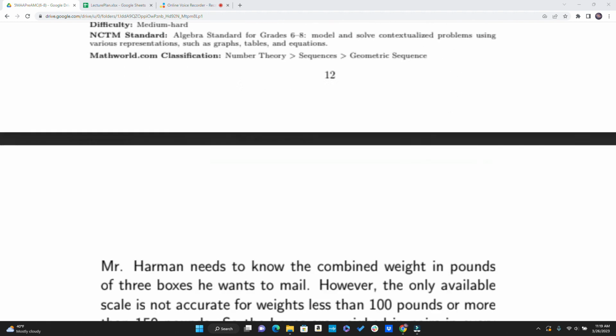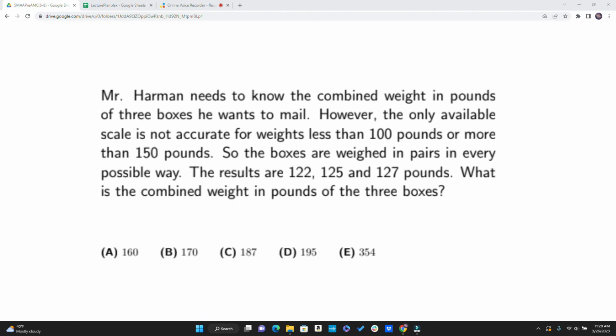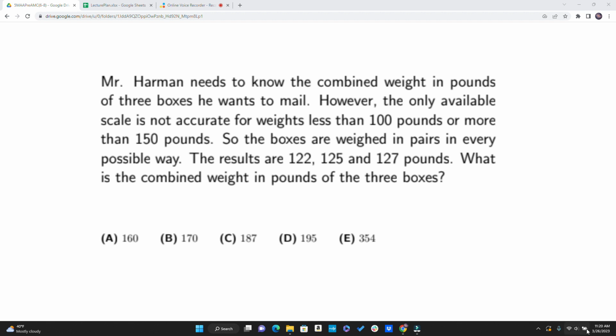Okay, Dr. Harmon needs to know the combined weight in pounds of 3 boxes he wants to mail. However, the only available scale is not accurate for weights less than 100 pounds or more than 150 pounds. It's a very specific scale. So boxes are weighed in pairs in every possible way. The results are 122, 125, and 127. What is the combined weight in pounds of the 3 boxes?